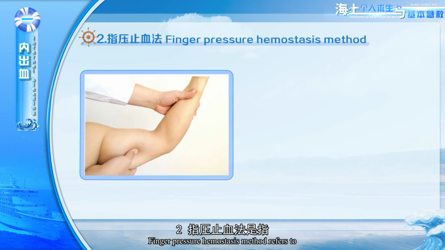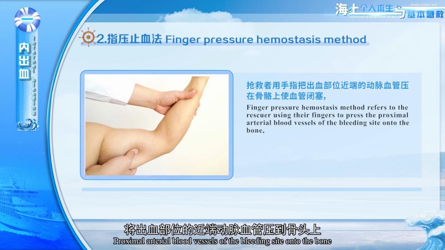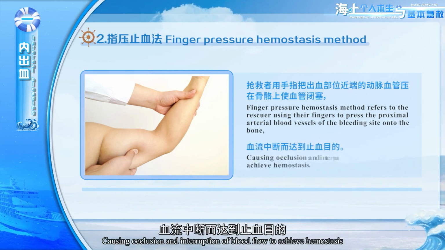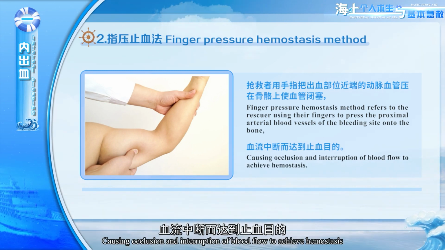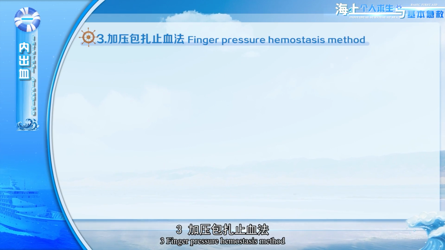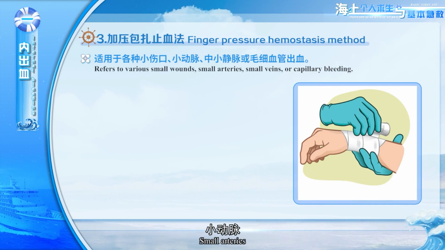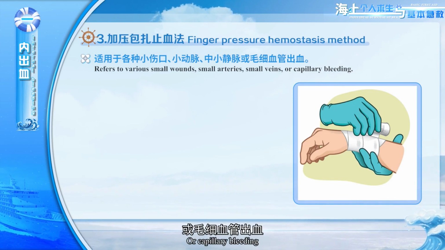2. Finger pressure hemostasis method refers to the rescuer using their fingers to press the proximal arterial blood vessels at the bleeding side onto the bone, causing occlusion and interruption of blood flow to achieve hemostasis. 3. Pressure bandaging hemostasis method is suitable for various small wounds, small arteries, small veins, or capillary bleeding.